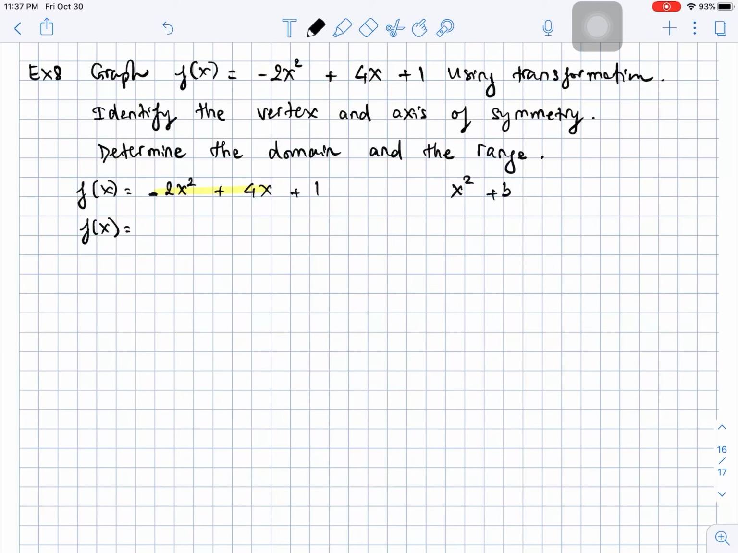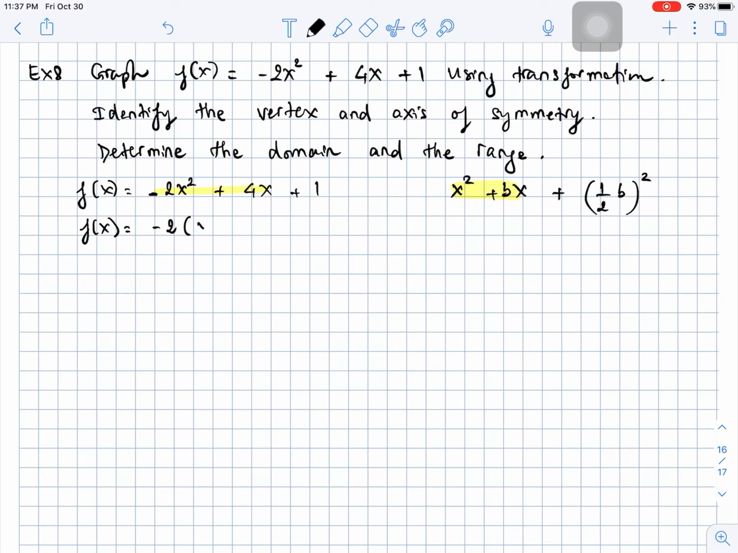Example number 8, graph function f of x equal negative 2x squared plus 4x plus 1. So this is not in the form of a, h, and k, so we can use the transformation. So we have to make it. Now we pay attention to the first two terms, that is negative 2x squared plus 4x.